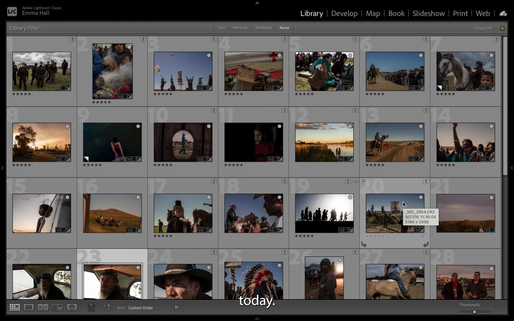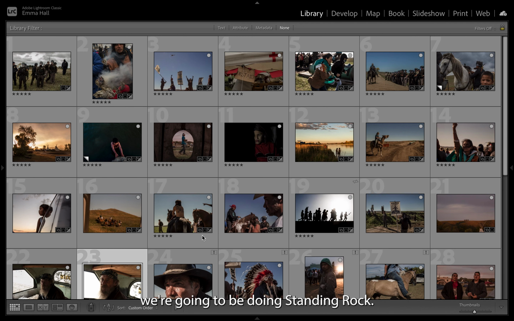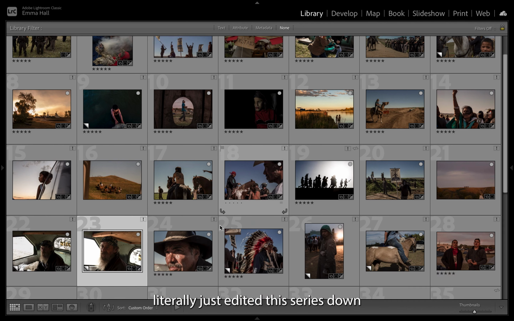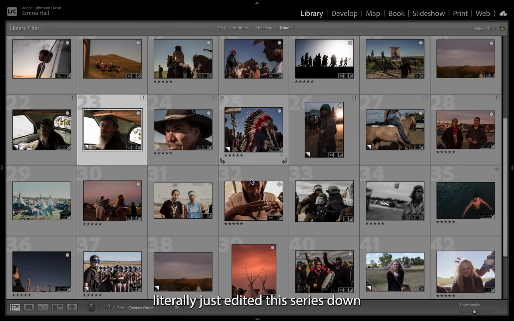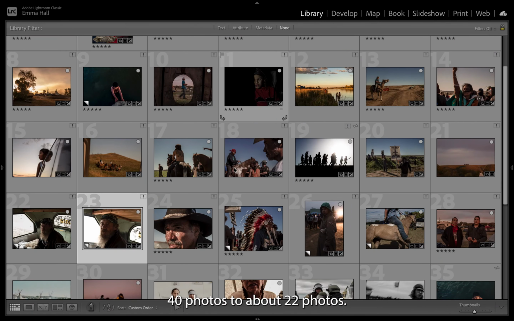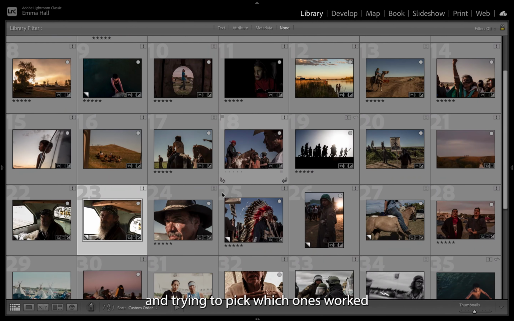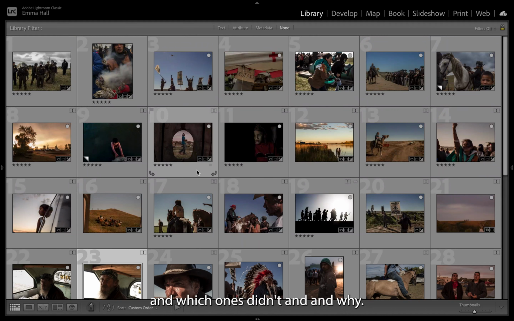Today I just wanted to show you guys exactly how I narrowed down a photo story and how I basically edit it. In this one we're going to be doing Standing Rock, just because I literally just edited this series down from about 40 photos to about 22 photos. So it's fresh in my mind, and I was going through a lot of the photos and trying to pick which ones worked and which ones didn't, and why.